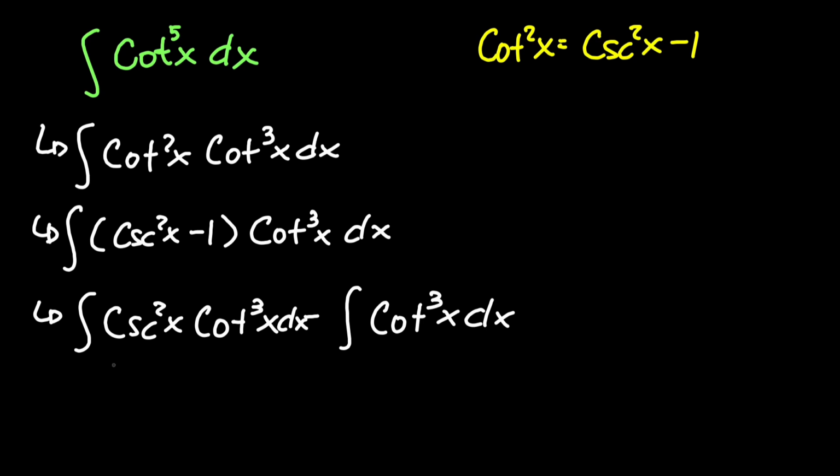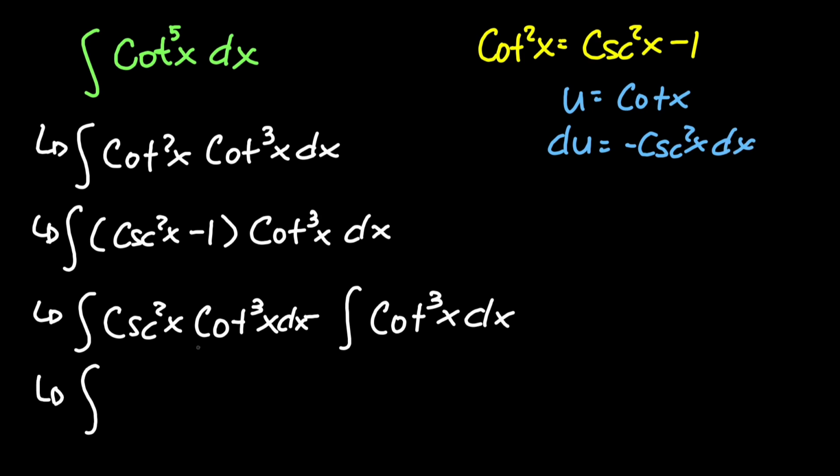And so, focusing on this first integral, let u here be cotangent of x. du would be negative cosecant squared of x dx. And so we are left with cotangent cubed of x, which would be u to the power of 3, times cosecant squared of x dx. This should be du, and just put the negative sign outside and copy the rest.